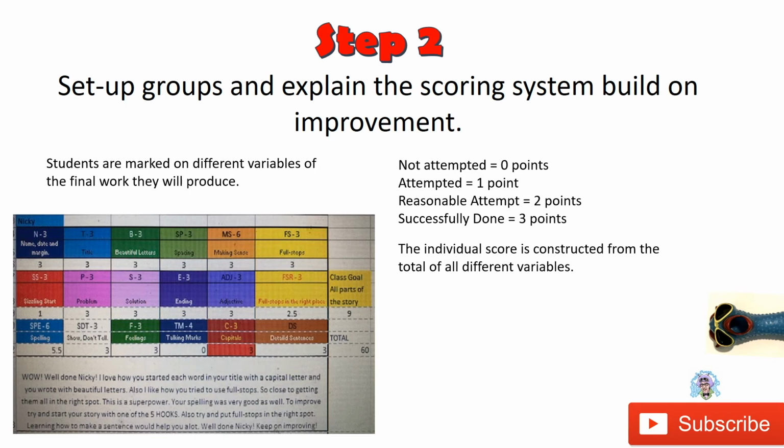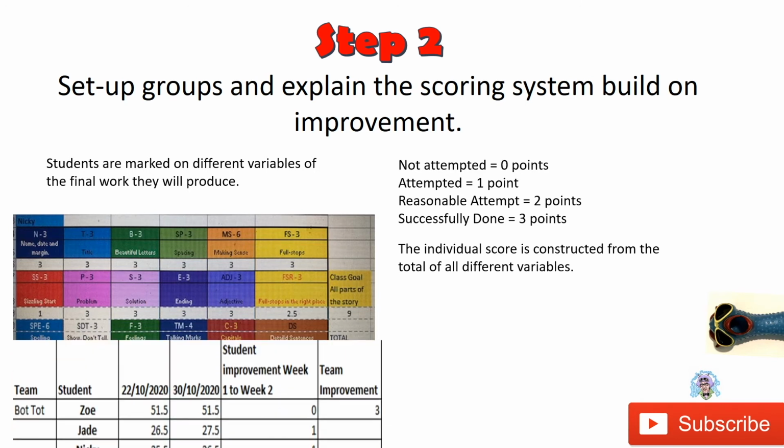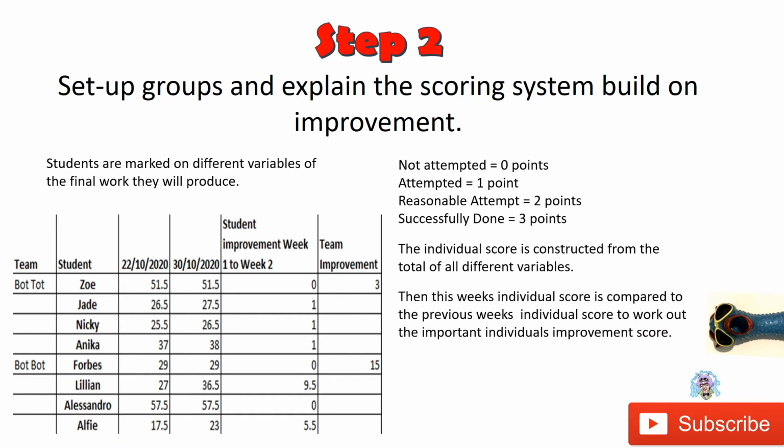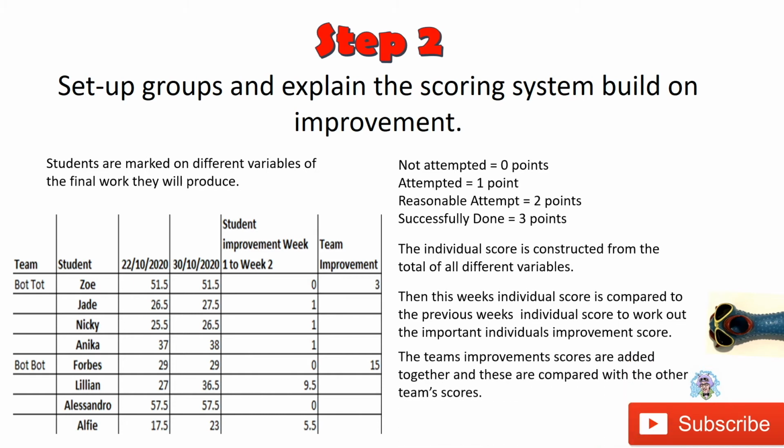So as you can see in my example on the screen here, each variable would get 3 points, and then the total of that is 60 for this student. So you total them all up to give the student a final score. Then you would compare one week's score to the next and deduct the previous week's score from the current week's score to work out how much the student has improved.